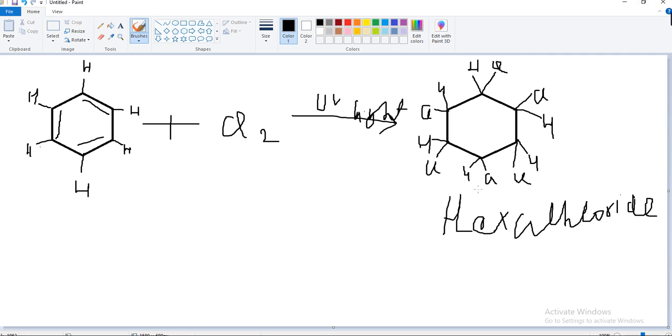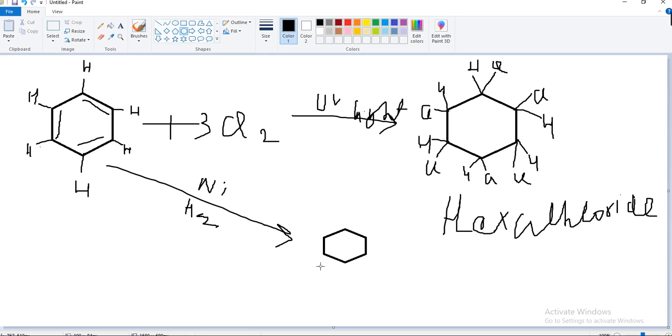So this is the reaction. The next reaction is the same. Yes, we will balance the reaction by multiplying by 3. This reaction is in presence of Ni, nickel, and H2 gas is passed, and the temperature is also maintained here. So the benzene will reduce, addition of hydrogen is taking place. So this is what? Cyclohexane.